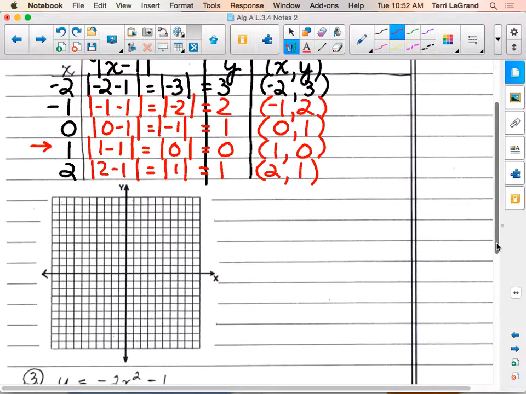Okay, after you have those 5 ordered pairs, you can check to see if you agree with me, and then if you do, you're ready to go and graph them.